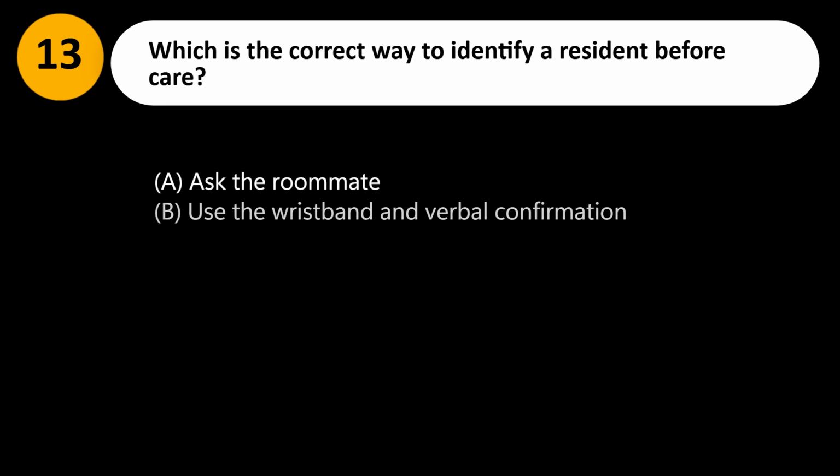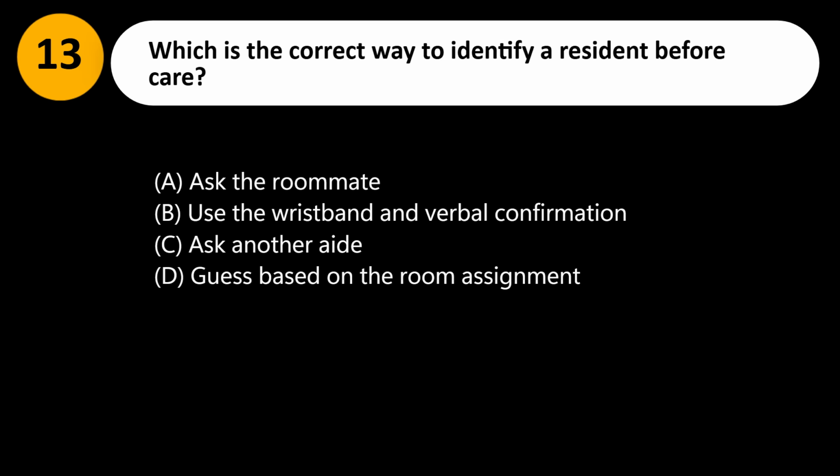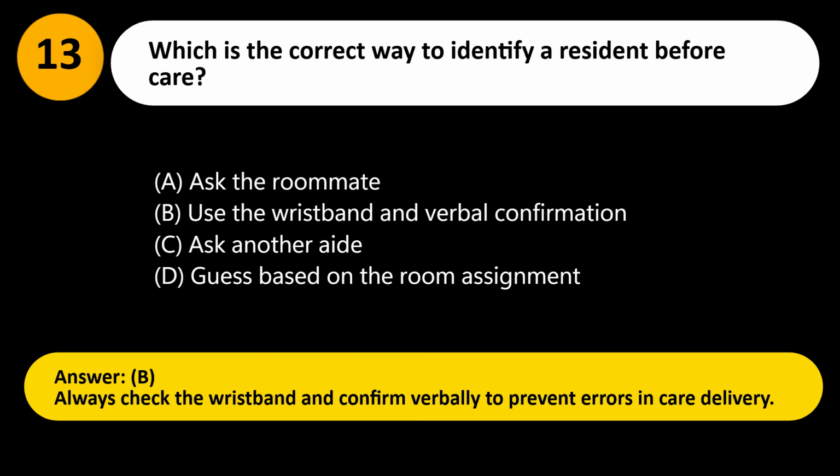Which is the correct way to identify a resident before care? A. Ask the roommate. B. Use the wristband and verbal confirmation. C. Ask another aide. D. Guess based on the room assignment. Answer: B. Always check the wristband and confirm verbally to prevent errors in care delivery.